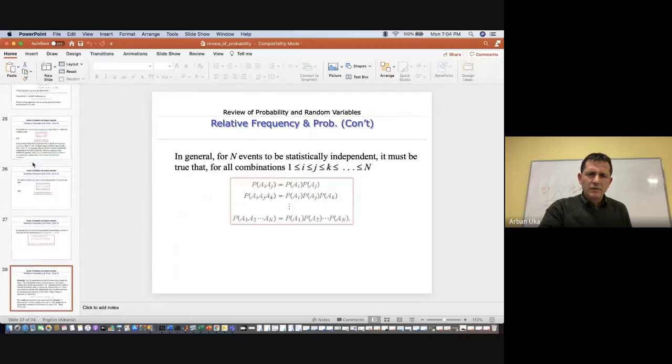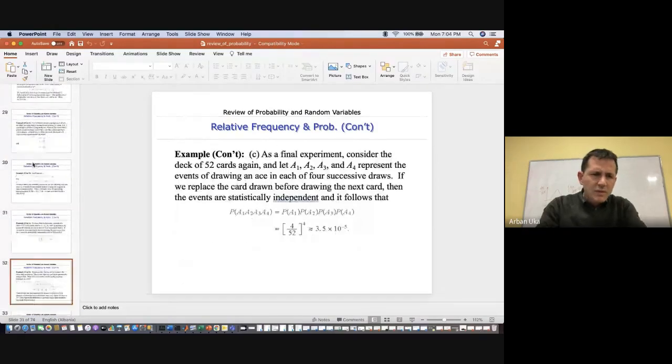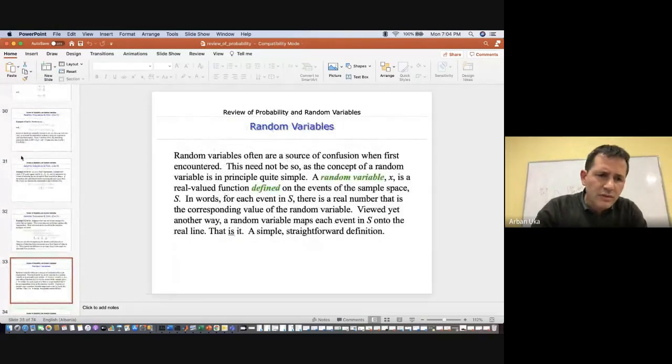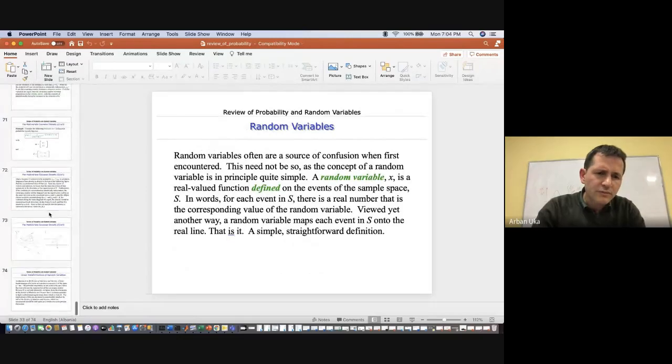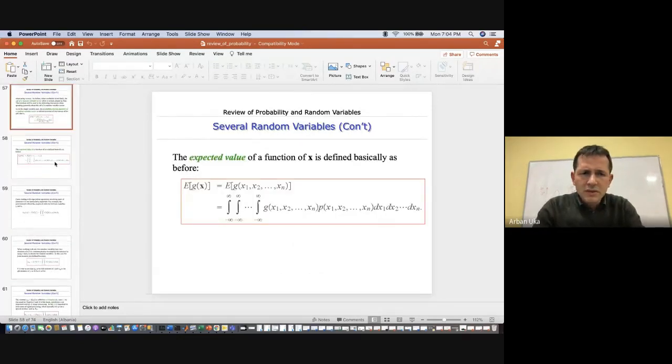The probabilities. Here we have some exercises, and you can go over these, of course. But let me see how many more slides we have. 33. We have quite a few. Okay. Now let me see several random variables.